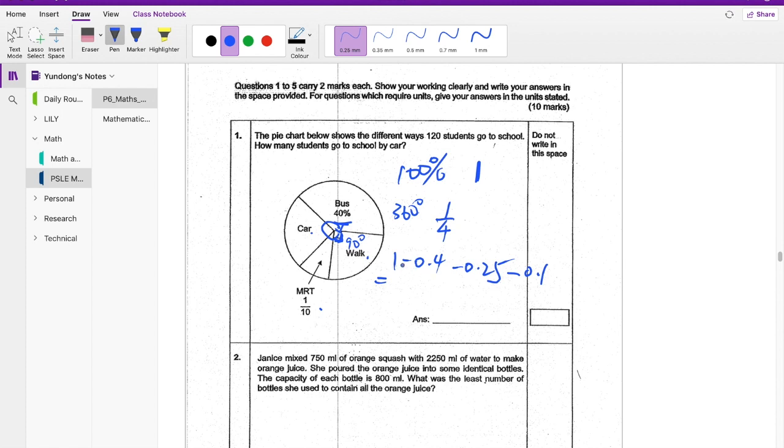This one is 0.6 minus 0.1 is 0.5. 0.5 minus 0.25, the answer is 0.25, which is similar to this one. So here, the car, the student number would be 120 times 0.25, which is 1/4. So the answer is 30.